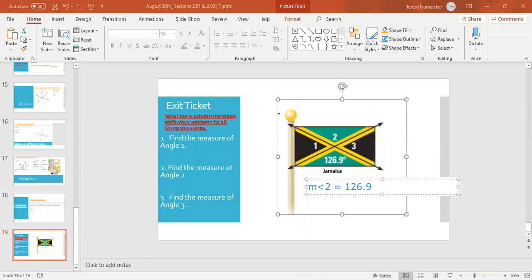126.9 degrees. Okay. And then angle 1, the measure of angle 1, it shares a side with 126.9 degrees. So that means they're linear pairs, okay? Vertical angles don't share sides. So that means that 126.9 plus the measure of angle 1 is 180. And we're going to subtract 126.9 from both sides. So we're going to get the measure of angle 1 equals 53.1 degrees. All right, and that'll do it.